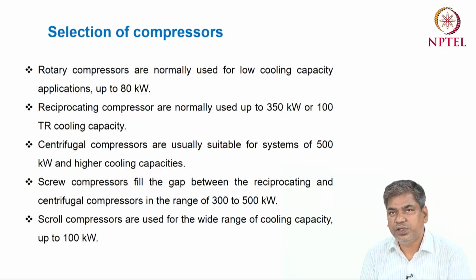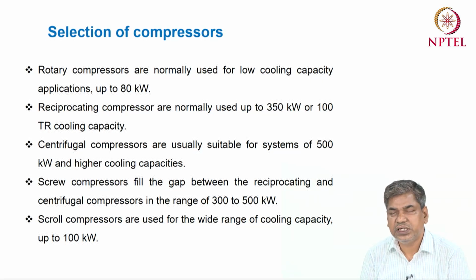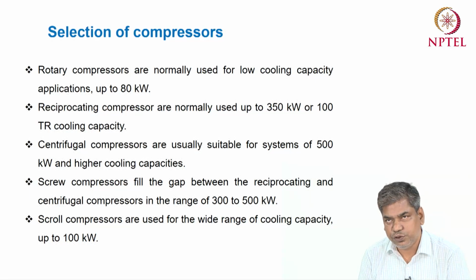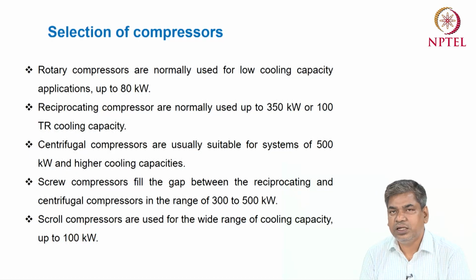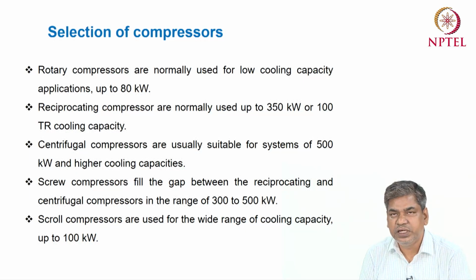Then when we go for a slightly higher capacity as compared to this, let's say from 80 kilowatt to 350 kilowatt or the 100 ton of refrigeration capacity, within this range, reciprocating compressor is normally used. And another advantage of reciprocating compressor is that the pressure ratio that we can achieve is much more as compared to the pressure rise in case of rotary compressor.